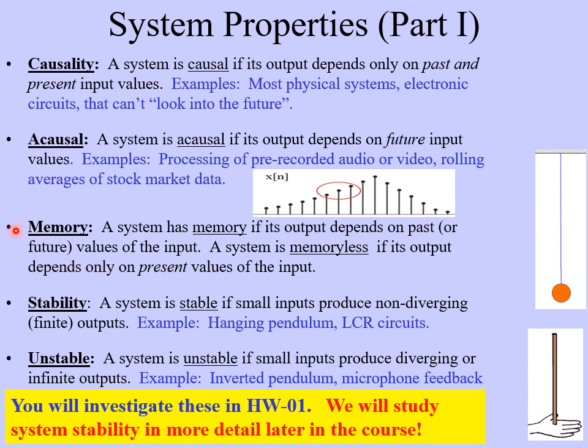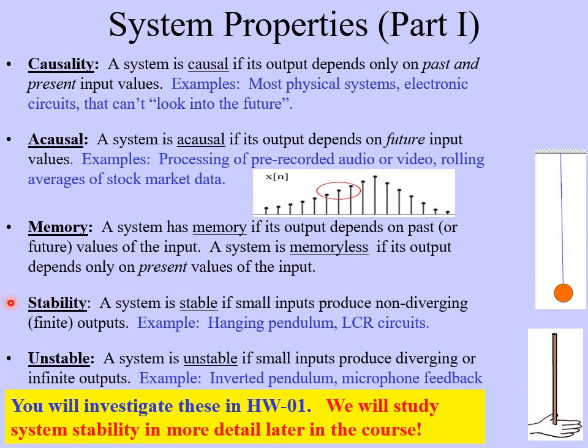Memory is another system property. A system has memory if its output depends on past or future values of the input. We usually think about memory as dealing with things that happen in the past, but technically if a system is looking ahead, like this example up here, then that system also has memory. A system is memoryless if its output depends only on present values of the input.